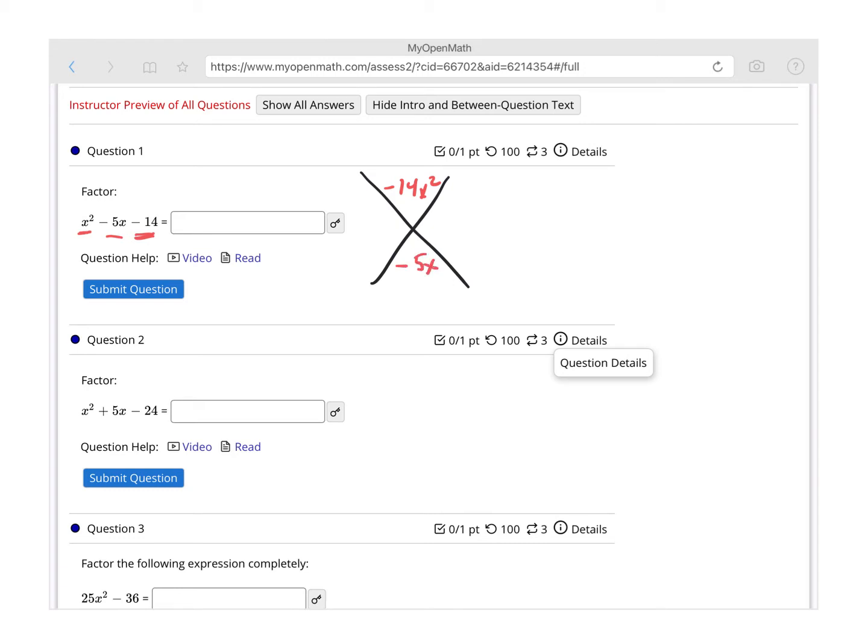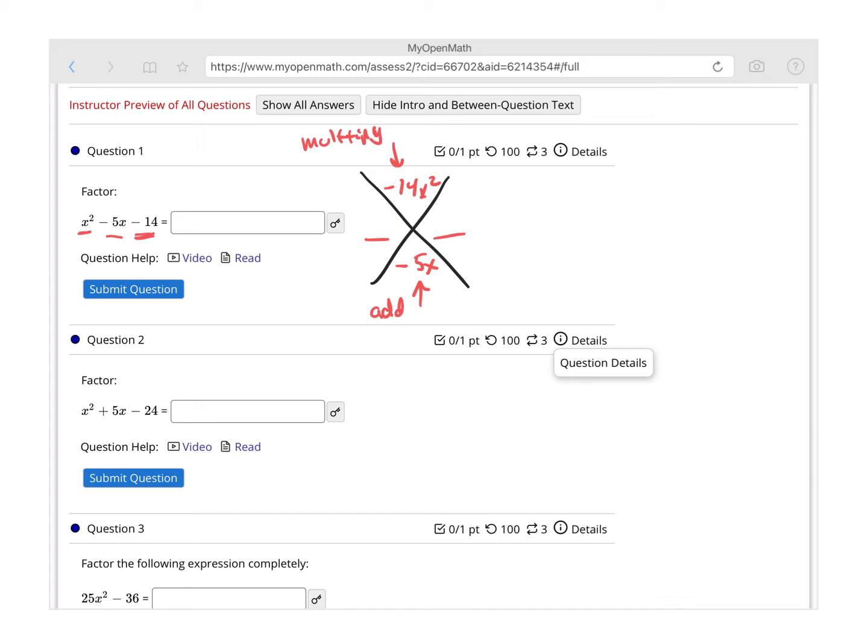Now, what we want to do is multiply two numbers to get to that number, and we want to add those same two numbers to get to that number. And we'll put those two numbers on each side here and here.